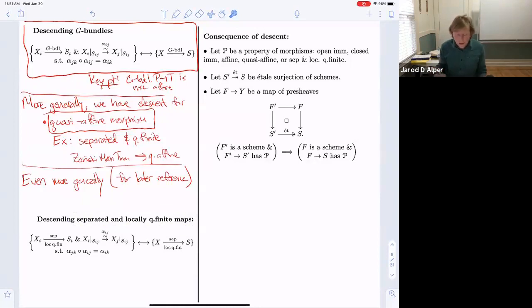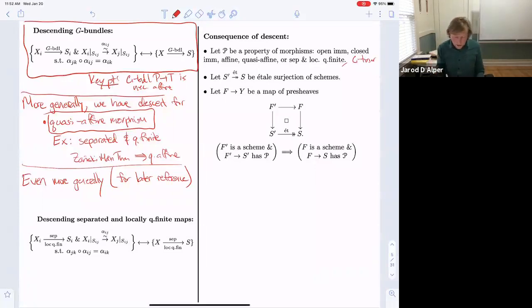Anyway, what I wanted to emphasize is what's on the right-hand side, which is sort of these consequences for descent. Let P be a property where we have effective descent. Like an open immersion, a closed immersion, it could be affine, quasi-affine, or this more general one. Or, I should have added, didn't write it here, a G-torsor.